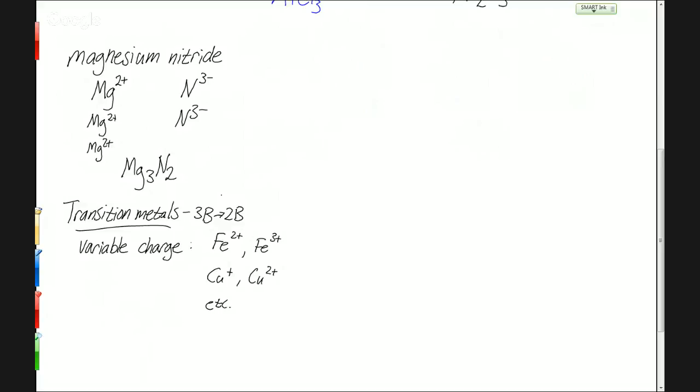So when those things are named, we specify the charge with the ion right after it. So let me show you what that looks like. Instead of just saying iron chloride, we say iron 3 chloride or iron 2 chloride.